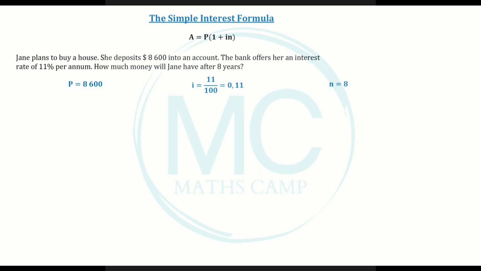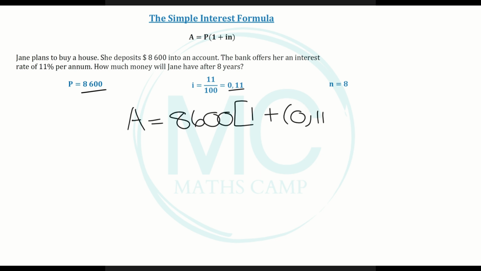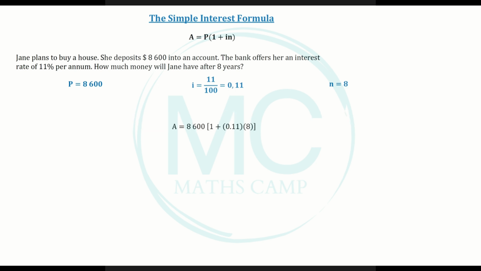Now we can put our values into the formula. So we say A is equal to P, 8,600. Then we open our bracket. We have 1 plus the value of I, 0.11. I'm going to put that into a bracket, multiplied by N, which is 8. Now we have P, 8,600.